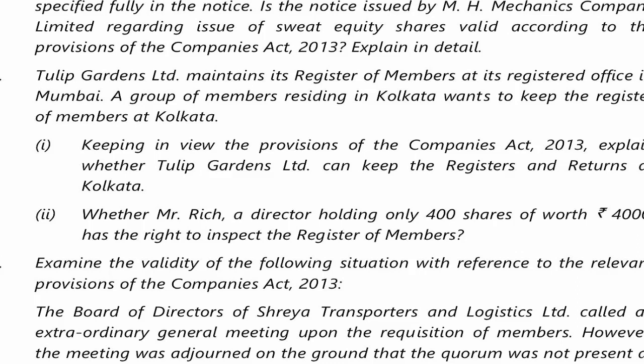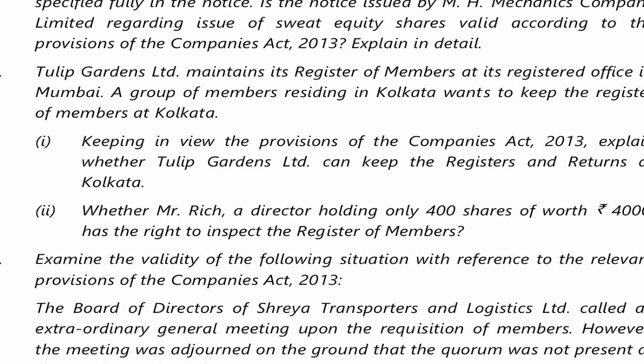Tulip Gardens Limited maintains its register of members at the registered office in Mumbai. A group of members residing in Kolkata wants to keep the register of members at Kolkata. Keeping in view the provisions of the Companies Act 2013, explain whether Tulip Gardens Limited can keep the registers and returns at Kolkata. Can it keep them in Kolkata? We have to give the SR, and more than 1/10 of members must reside in Kolkata. It is not equal to, it is more than 1/10. And the next part: whether Mr. Rich, a director holding only 400 shares, has the right to inspect the register of members. Yes, a member can.